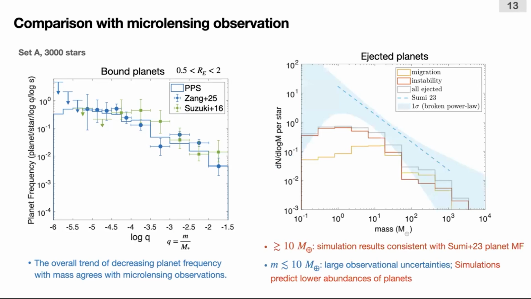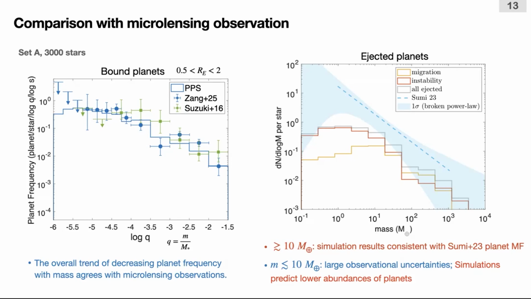And this is the comparison of the ejected mass function in our simulation against the observation. So the histograms are from our simulation. The gray histogram shows the combined mass function of ejected planets in our simulation.